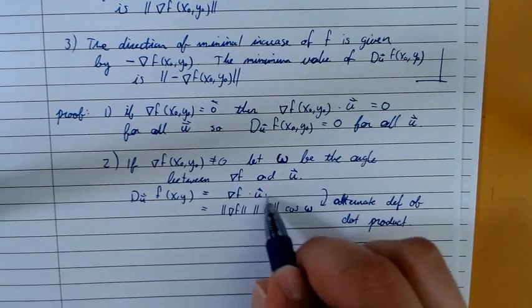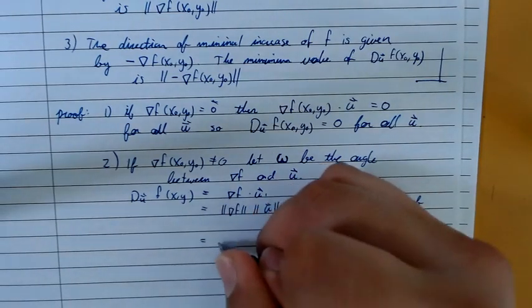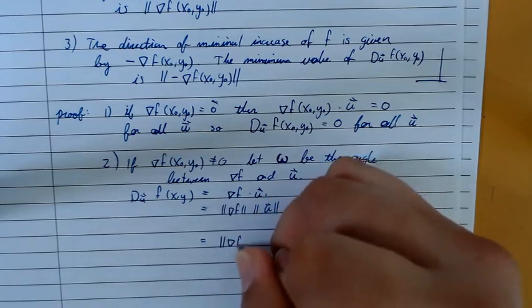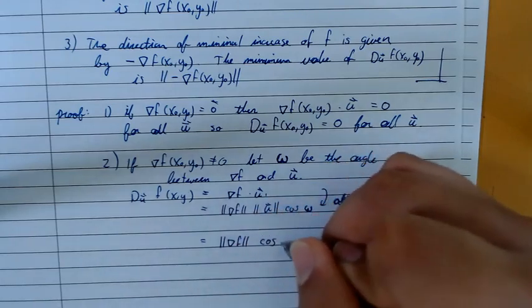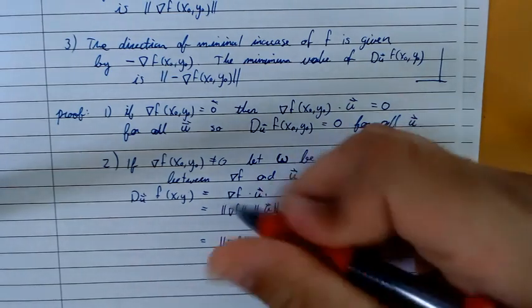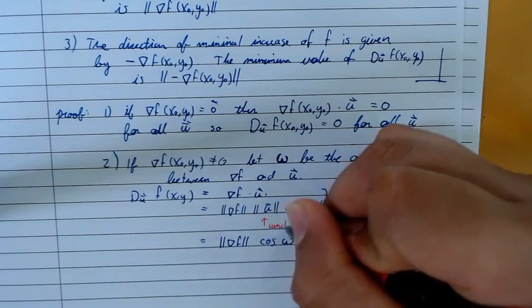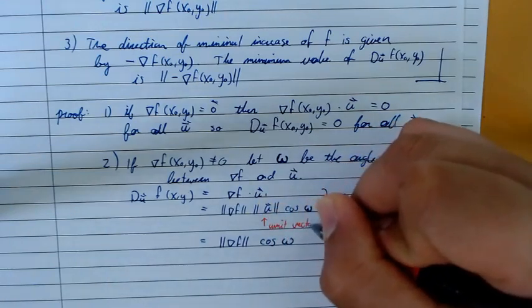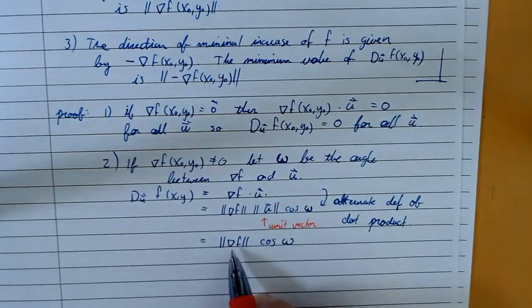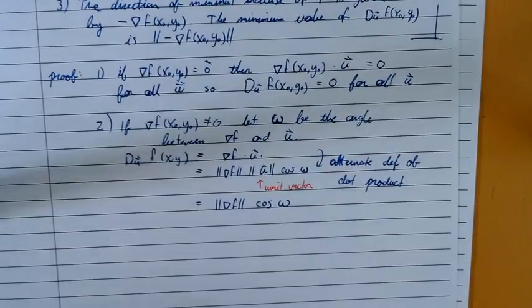Okay. But remember, u is a unit vector, so its magnitude is 1. So here we can just write this as the magnitude of the gradient of f times the cosine of omega, because after all, this is a unit vector. If you want, you can say magnitude of gradient of f times 1, but we're probably better off leaving that off. Okay.